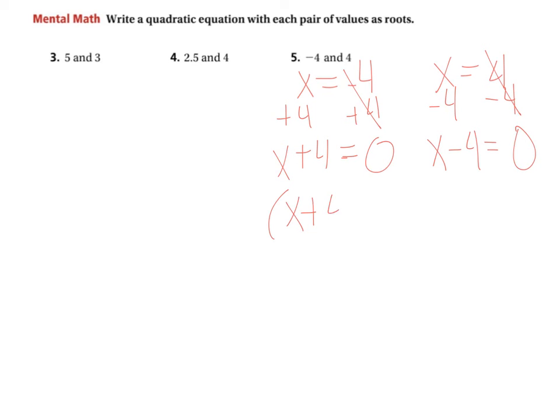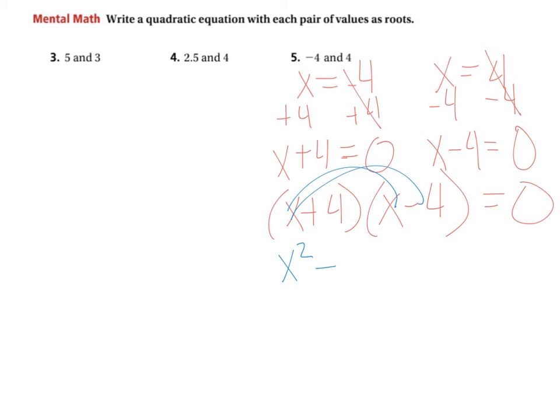And then taking these two terms, these two binomials, and multiplying. Using FOIL. So my first terms, x times x, gives me x squared. My outer terms, x times negative 4 is negative 4x. My inner terms, 4 times x is positive 4x. And then my last terms, going to be negative 16.